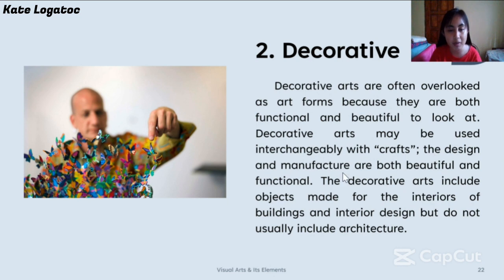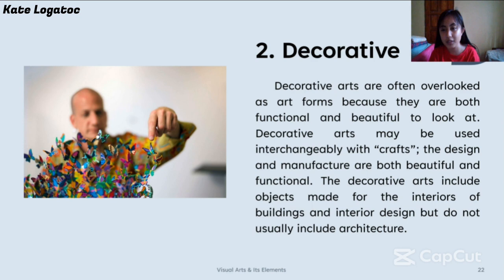So the design and manufacture are both beautiful and functional. The decorative arts include objects made for the interiors of buildings and interior design but do not usually include architecture. So the decorative arts can include everyday items but are distinct from the mass-produced versions of these items. To be considered a decorative art, an object should usually be handmade by a specialized craftsman or craftswoman. So common mediums of decorative art include ceramics, glassware, woodwork, textile, enamel work, and metal work.